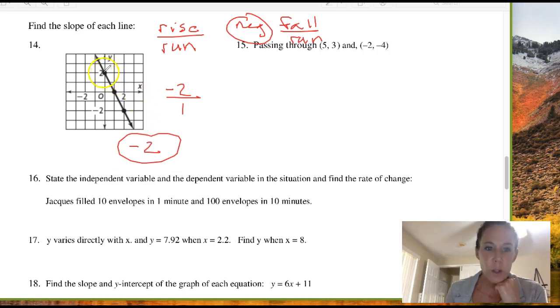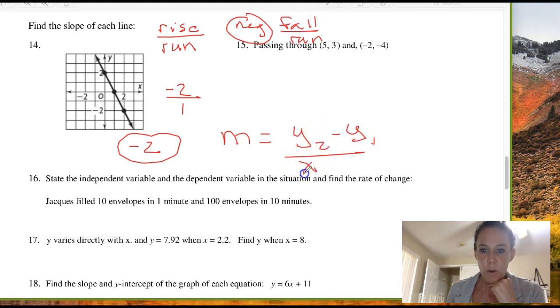Now another way to do it is to look at these 2 points and use slope formula. Slope formula is y2 minus y1 over x2 minus x1. So pick a point. This point right here is the point 0, 2. This point right here is the point 1, 0.